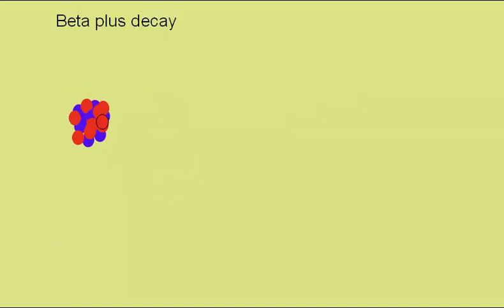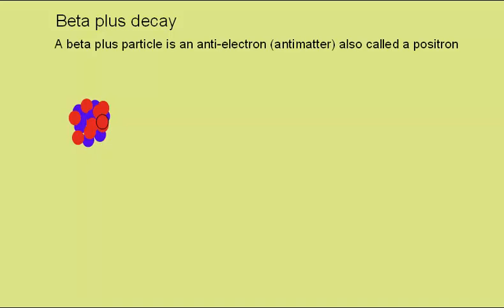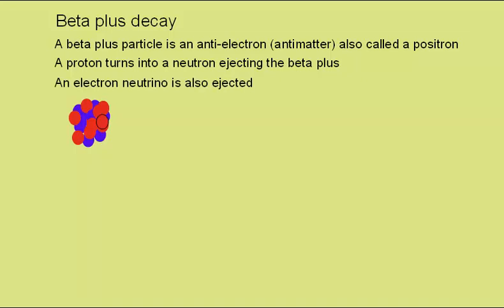Now we'll look at beta+ decay. A beta+ particle is an anti-electron, which is antimatter. It's also known as a positron. In this case, a proton from the nucleus turns into a neutron, ejecting the beta+ particle. An electron neutrino is also ejected. In this case, this proton with the black outline will turn into a neutron, ejecting the beta+.